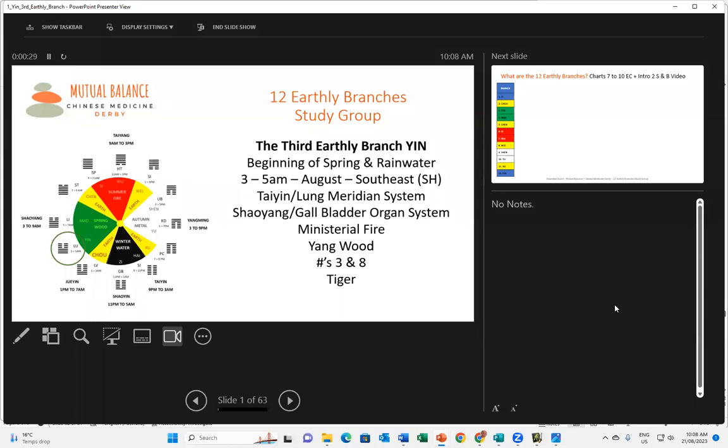Well, here we go on the first 12 Earthly Branches study group meeting. We're going to be looking at the third Earthly Branch, Yin, which is this aspect down here with the lung in the beginning of spring.